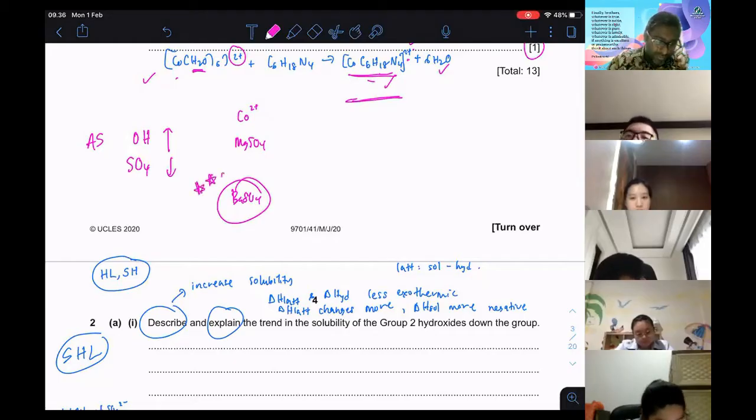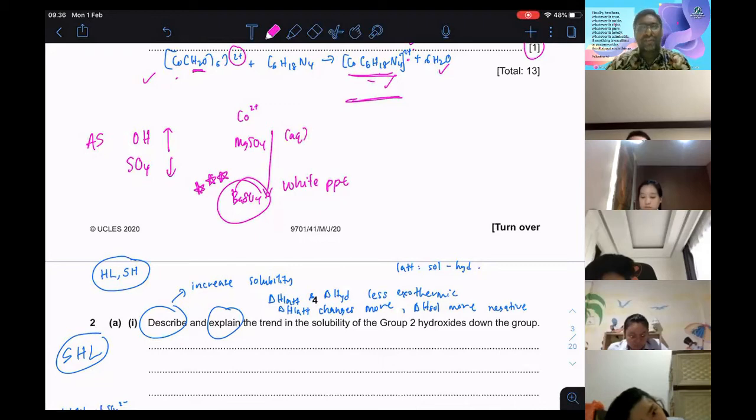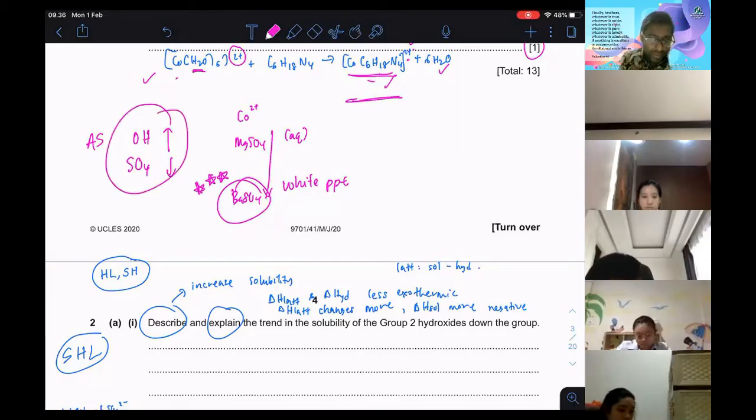All chemistry students must know that barium sulfate is a white precipitate, one of the basic requirements for a chemistry student. And if this is a white precipitate, of course the one at the top, magnesium sulfate, is aqueous. So from aqueous changing into a white precipitate, you can clearly see there is a decrease in solubility. They are going to form a precipitate. Please remember this. This is going to be in your AS.